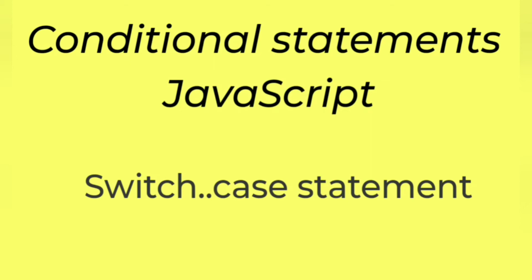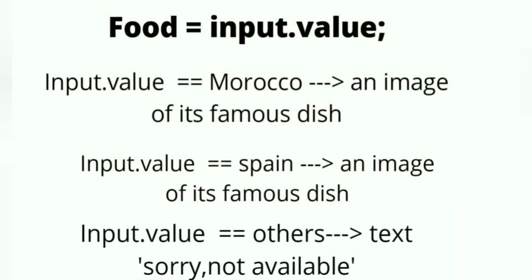Today I'm going to share with you how to write a JavaScript program that allows you to display a picture when you type a value in the input box. I will write a JavaScript conditional statement to find the value that the user writes and display the picture with the specified value. In other words, imagine that you are on a website that tells you the famous dish of a country when you type its name.